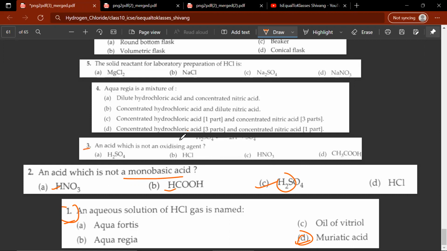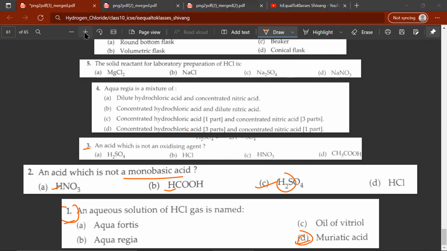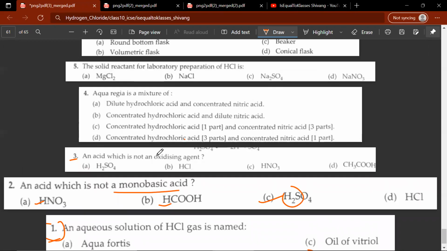The third question, an acid which is not an oxidizing agent. So I'll just zoom in a bit. Okay, an acid which is not an oxidizing agent, this would be B, HCl. The fourth question, aqua regia is a mixture of A, B, C, or D. It would be D, concentrated hydrochloric acid and concentrated nitric acid.